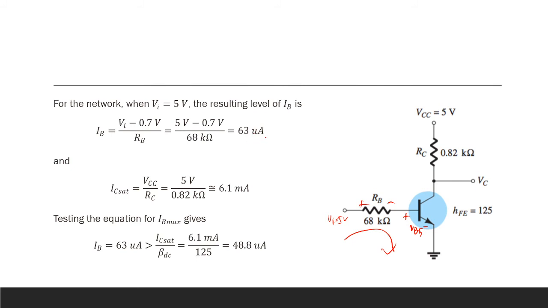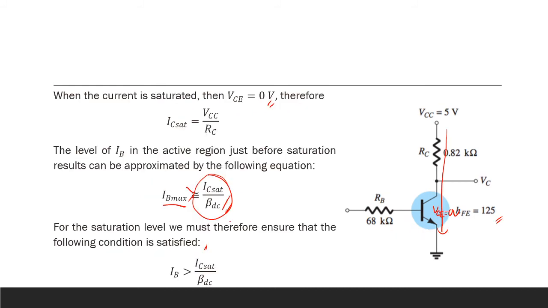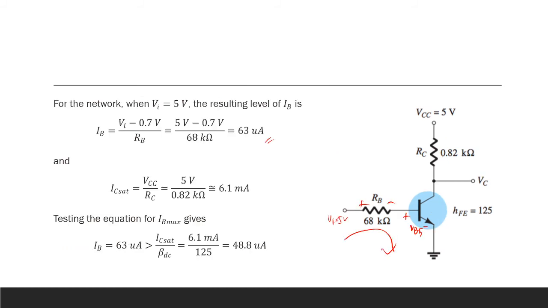So, ibig sabihin, class, ito yung actual na input voltage dito. This is your actual IB. Now, dapat, itong actual IB na to, mas malaki to kesa sa IB max natin. So, yun yung gusto nating mangyari. Compared dito sa IC SAT over beta DC, kailangan mas malaki yung IB, which is, nakuha natin 63 microamperes.